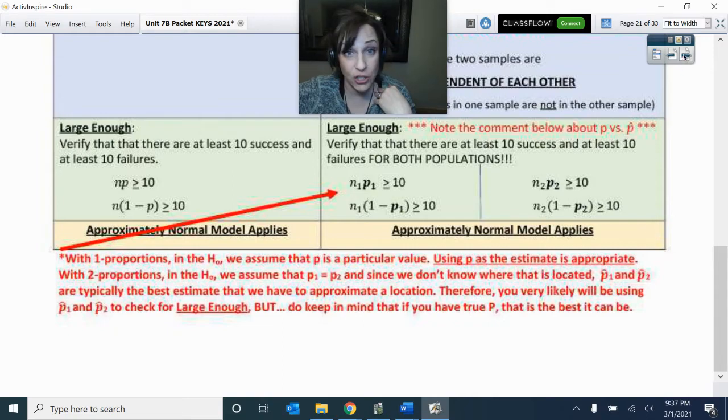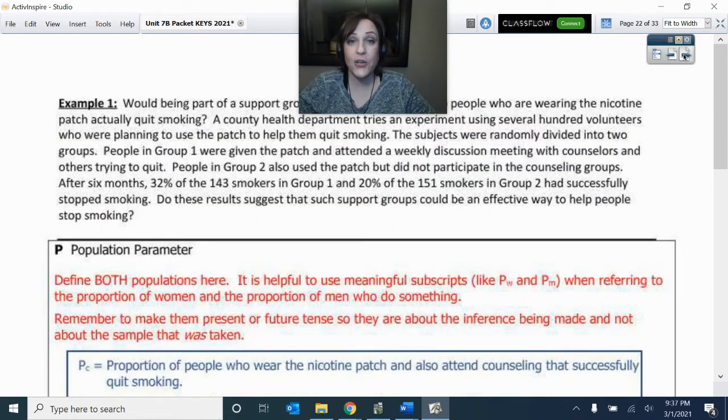All right, well then let's put this into action. Let's see how this looks with an actual problem. So here we go. We have this example, and this is about smokers. It's because we are wondering if being part of a support group is going to help people quit smoking. And they are people who are already wearing the nicotine patch. So, a county health department tries an experiment using several hundred volunteers who were planning to use the patch to help them quit smoking. Okay, so they were already motivated to quit smoking, and they had also already decided that they were going to be using the patch.